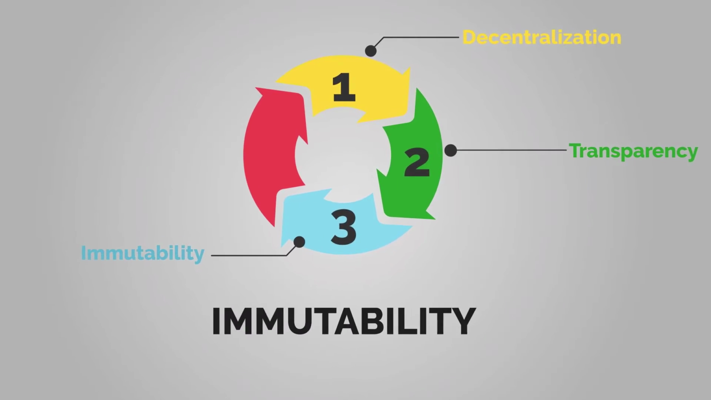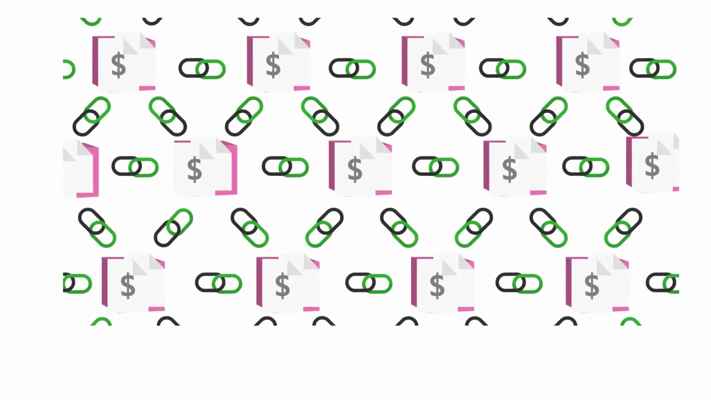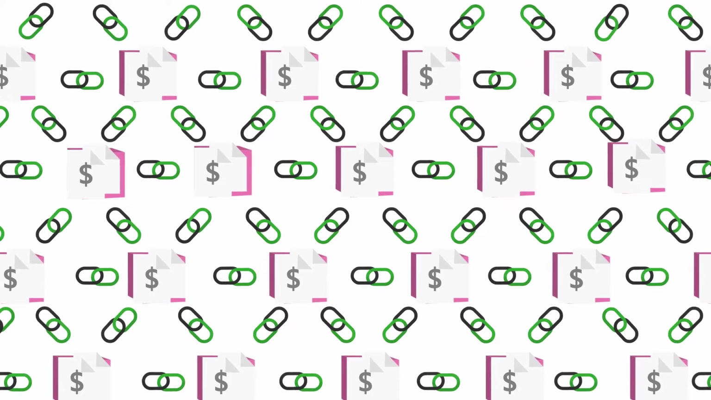Immutability. Any transaction recorded on the blockchain can neither be altered nor deleted. Each transaction is cryptographically linked to the previous transactions, creating an immutable chain of records.